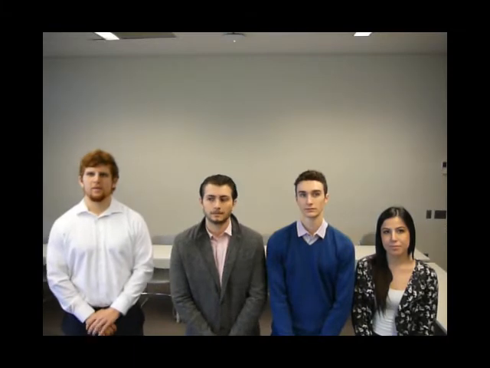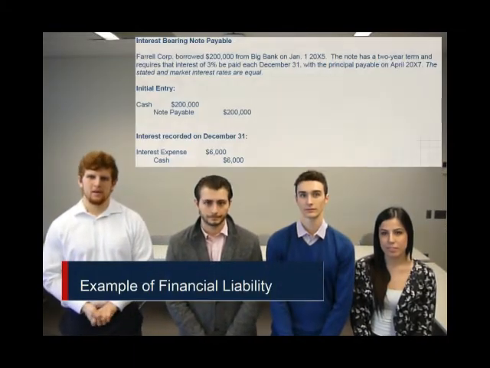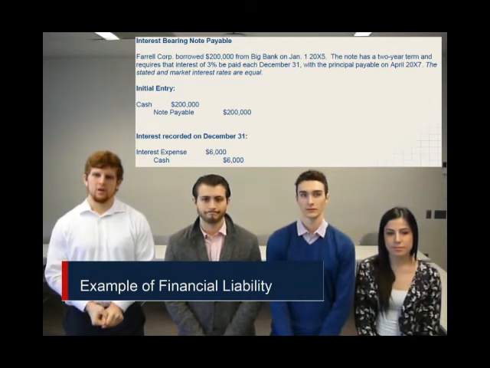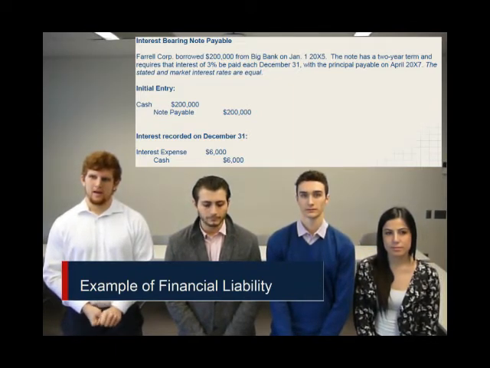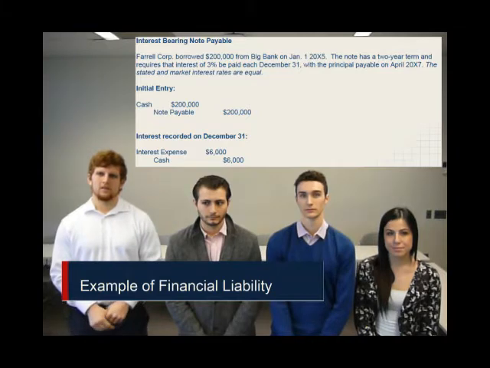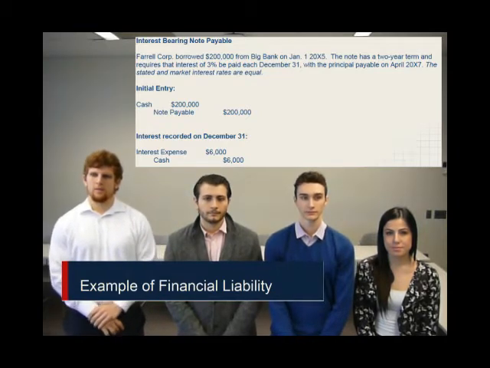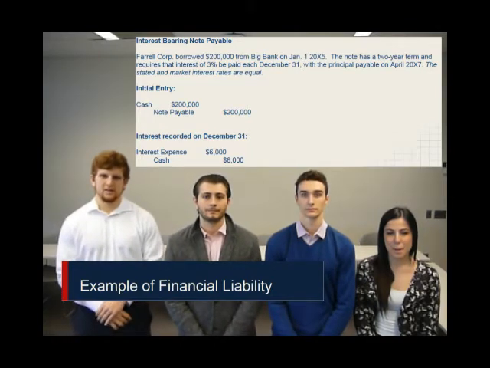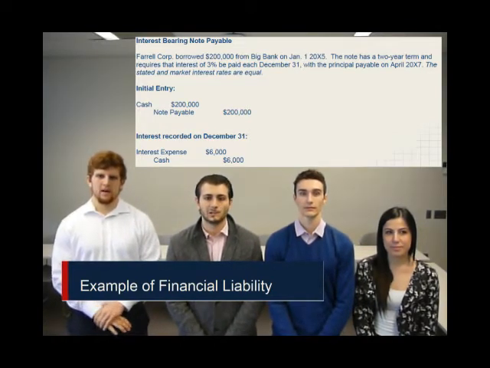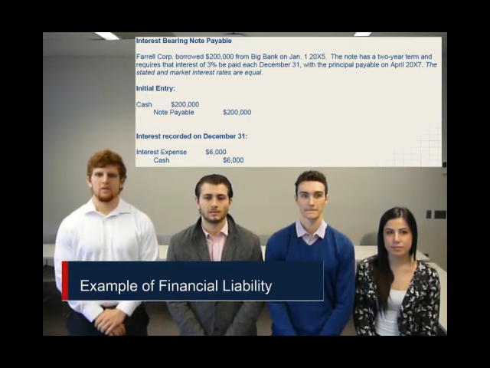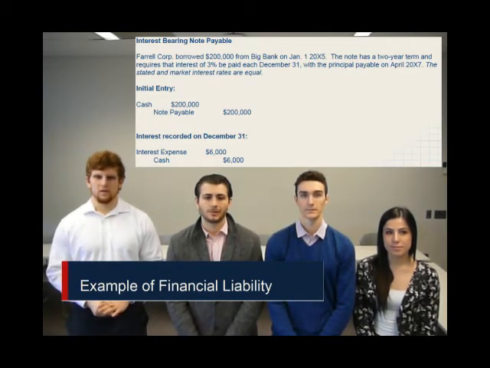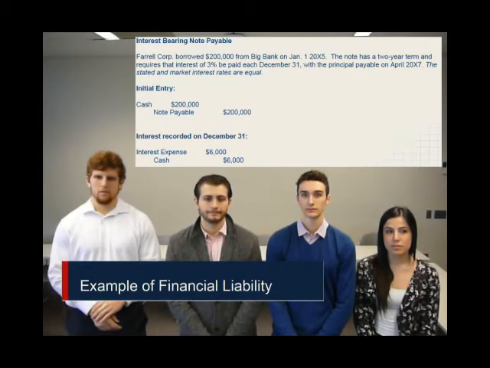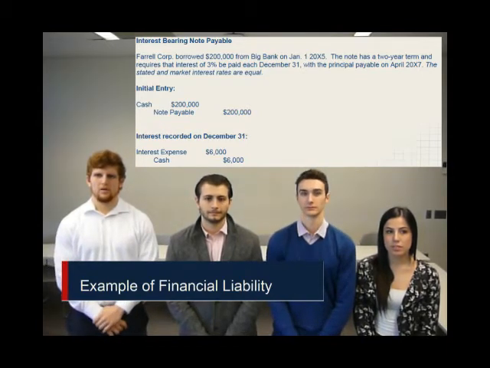As you can see here, we have provided an example of a financial liability. In this example, Ferrell Corporation has borrowed $200,000 from Big Bang. It has a 2-year term with 3% interest payable annually, and the principal due in April 2017. The stated and market interest rates in this case are equal, which means that the present value of the bond is equal to the face value. And so you can see here the journal entries with interest expense of $6,000 annually, representing 3% on $200,000.